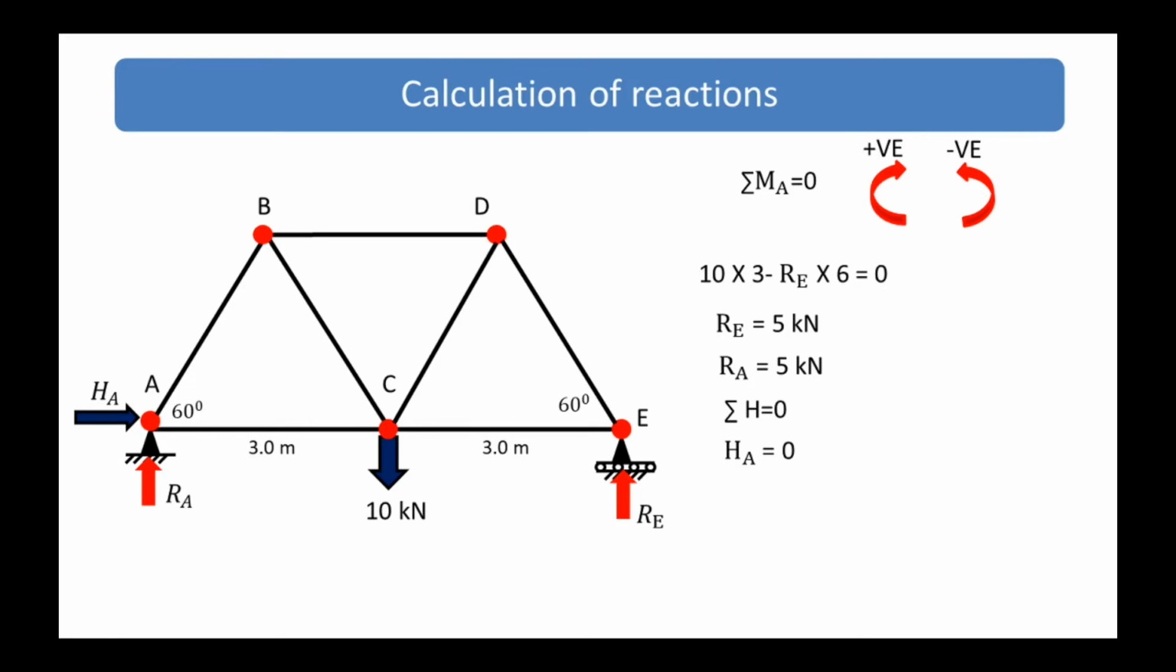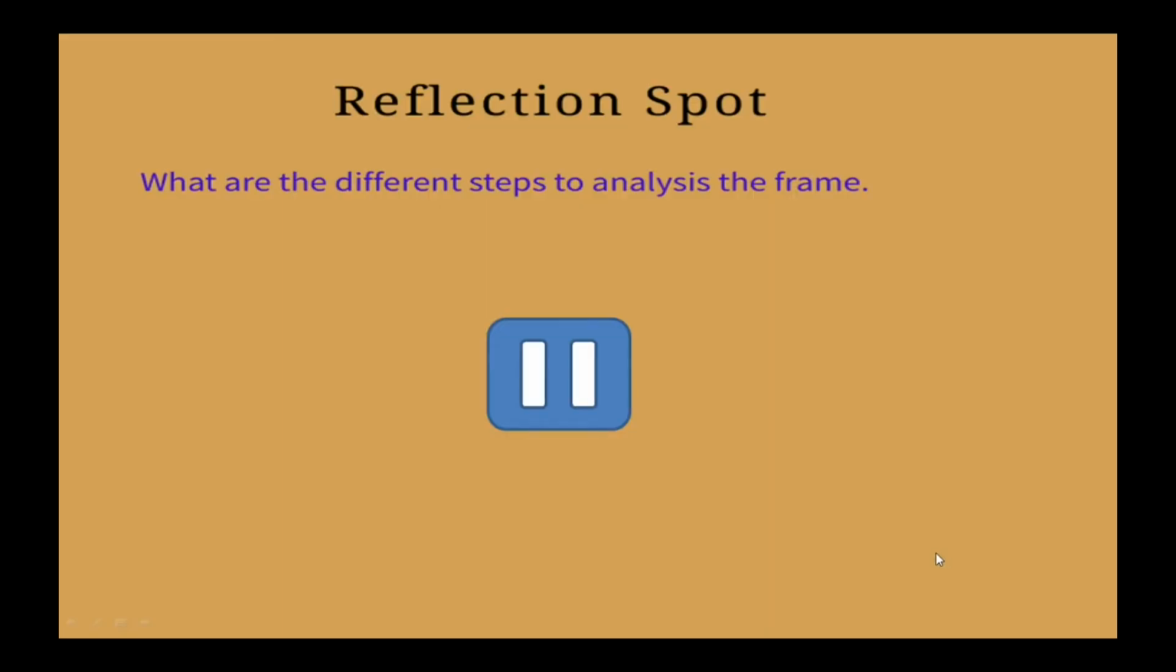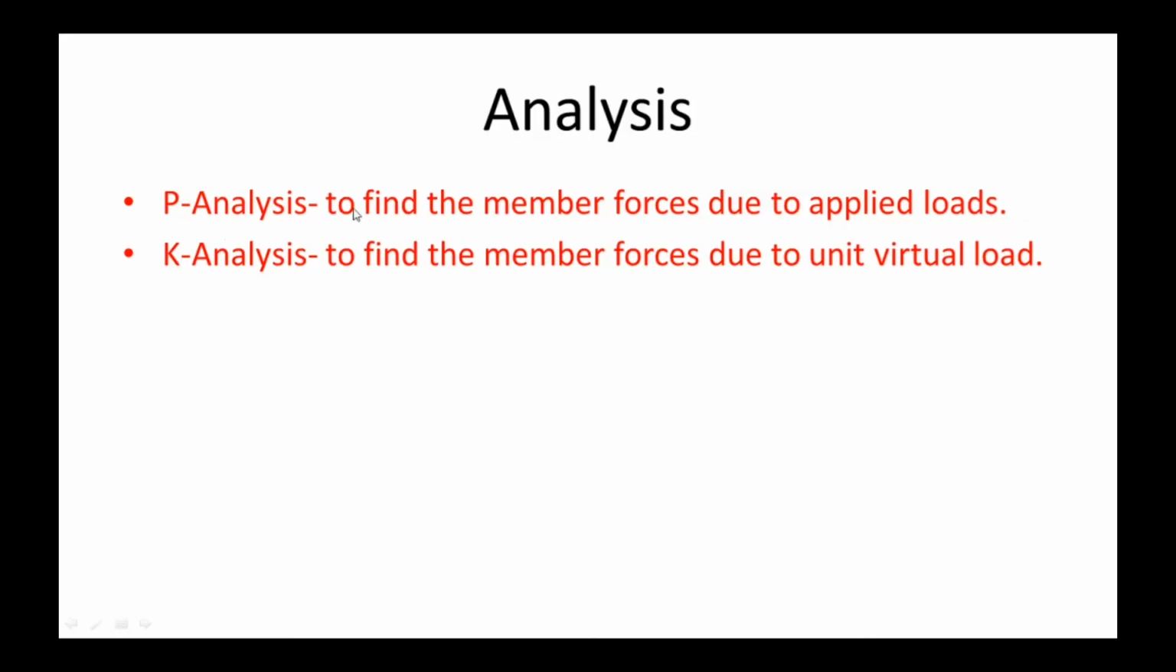Now by the method of joints we have to analyze joint by joint. But before that, a question may arise in the mind of the student: what are the different steps to analyze this frame? Which are these steps? The P analysis and the K analysis. What is the P analysis? It is to find the member forces due to the applied load, and the K analysis is to find the member forces due to the unit virtual load.